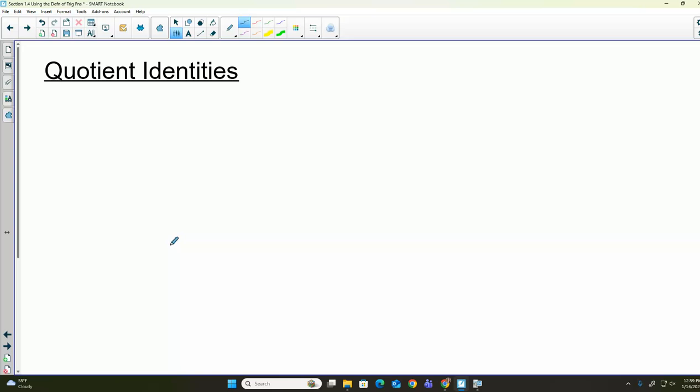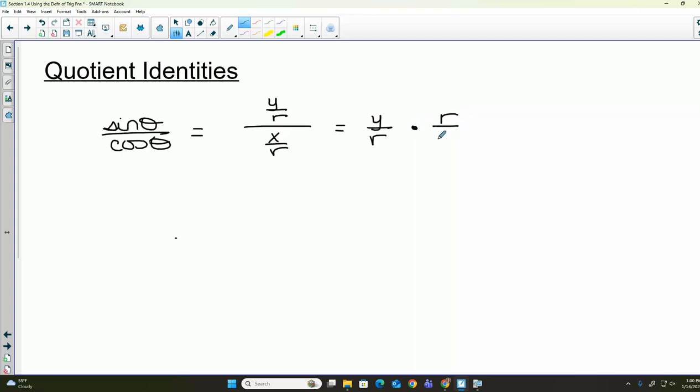The quotient identities, what would happen if I did sine theta divided by cosine theta? What is the definition of sine? What is the definition of cosine? Okay, how do you divide fractions? Times by the opposite reciprocal. So you change it to times, and you do the reciprocal of the second one. So y over r divided by r, or times r over x.